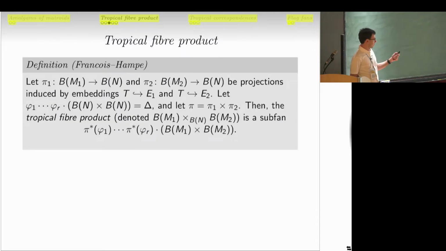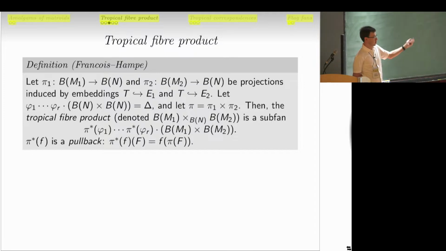So now we can finally define the tropical fiber product, which uses this last diagonal construction. It looks like too much to chew in one bite, so we'll split it into parts, but for now let's just read it once. We have two projections induced by the embedding of the common part of the ground set. And we have the product of those projections, which we just denote pi. Then we take a lift of the functions phi_i, which cut out the diagonal of the matroid below. And the pullback is the usual thing: the value on each flat is calculated by sending the flat down and seeing the value of the original function on that flat.